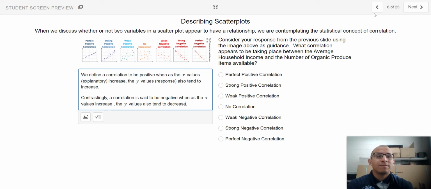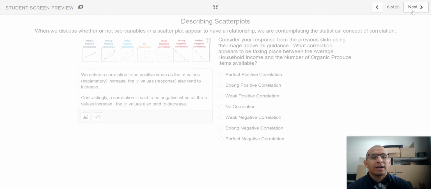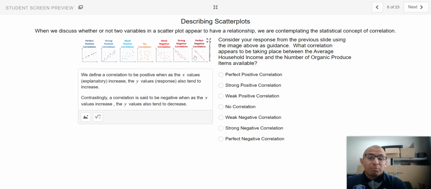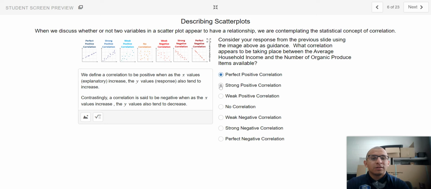On the previous slide, you were asked to determine whether or not you felt that there was some type of relationship between average income and organic items. Now that you've been provided with these two definitions and you have a visual here, a perfect positive correlation, a strong positive correlation, a weak positive correlation, no correlation, and so on, what correlation appears to be taking place between the average household income and the number of organic produce items available? Feel free to jockey back and forth between these two slides and make your selection.